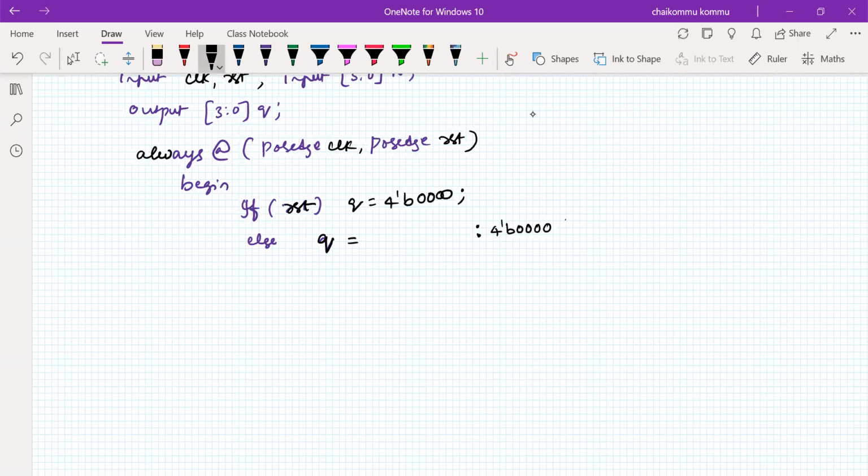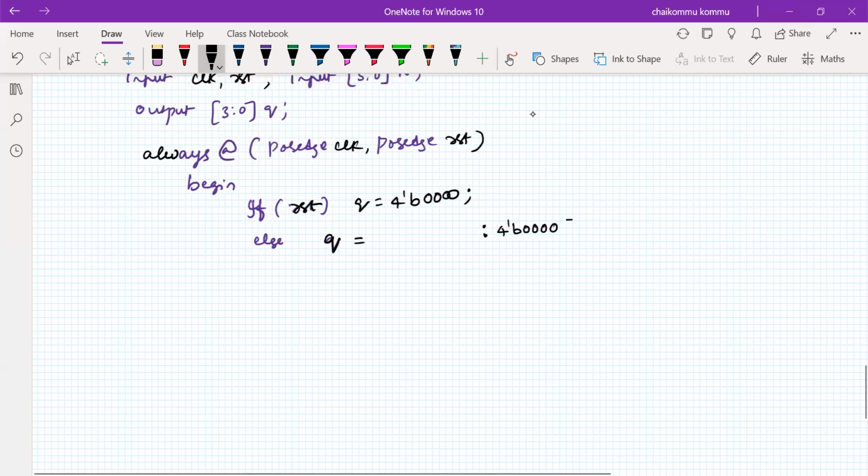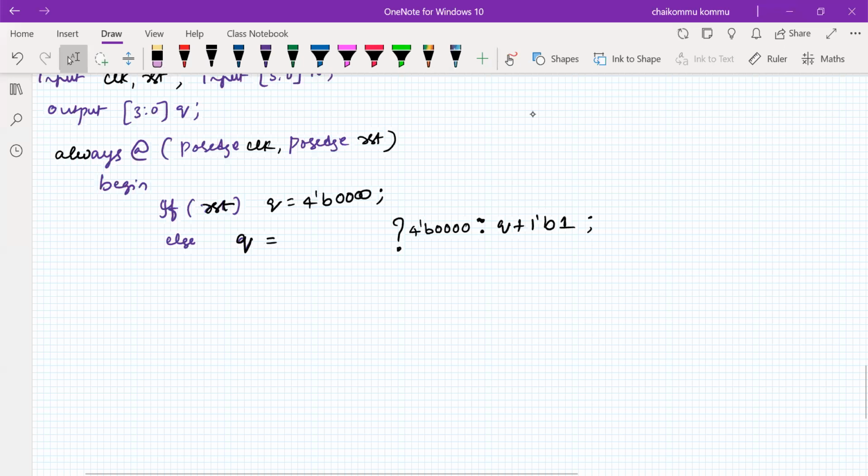or otherwise, sorry, Q is assigned this value, or Q is added with 1-bit of 1. Okay, so this decision we need to consider depending upon the Q. If the Q value is equal to the N value, then what has to happen? It must be 0. Otherwise it has to be incremented.